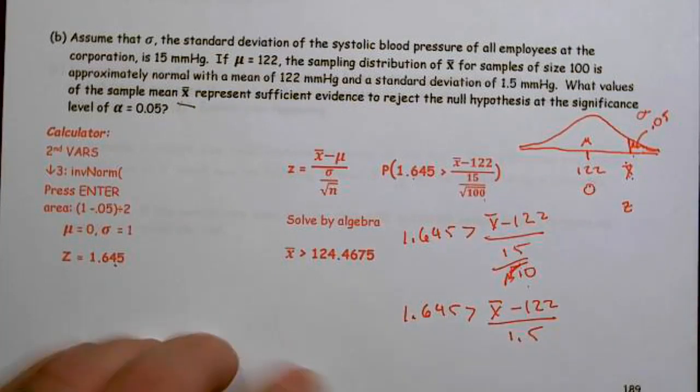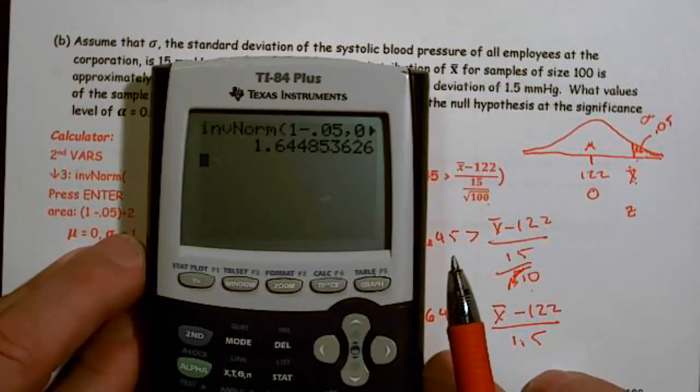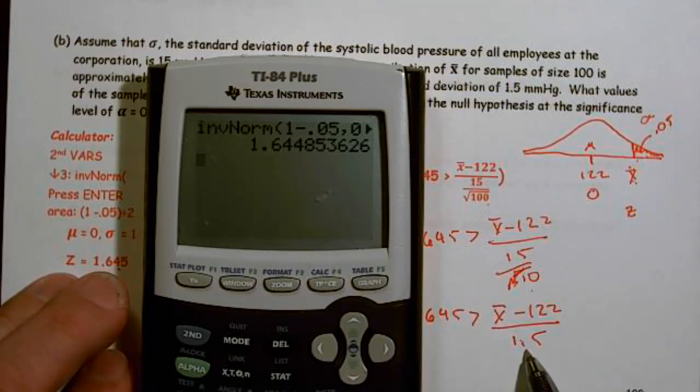At this point, I can go ahead and break the calculator out. I'm going to multiply 1.645 times 1.5.